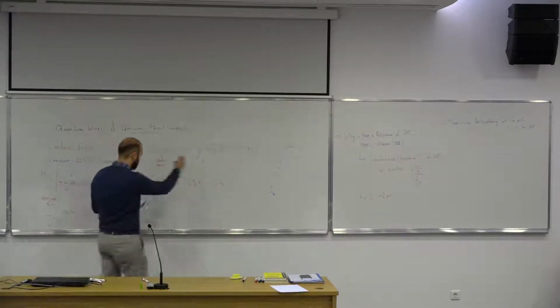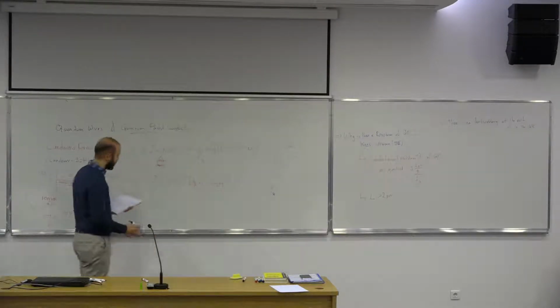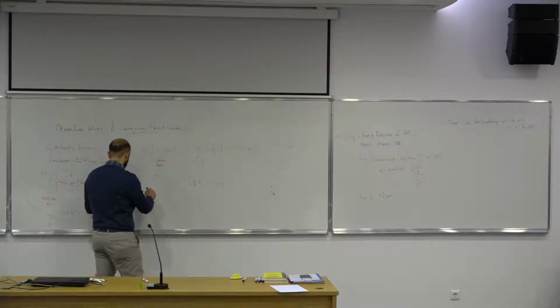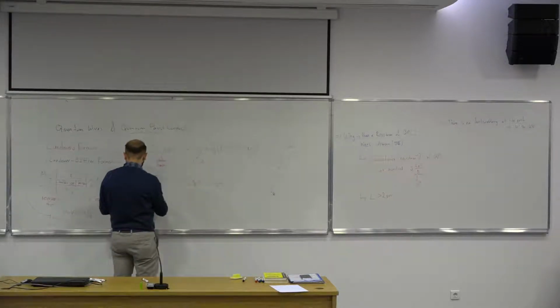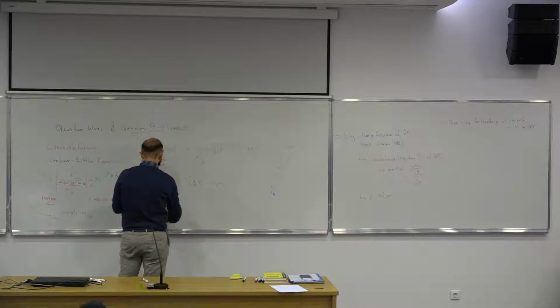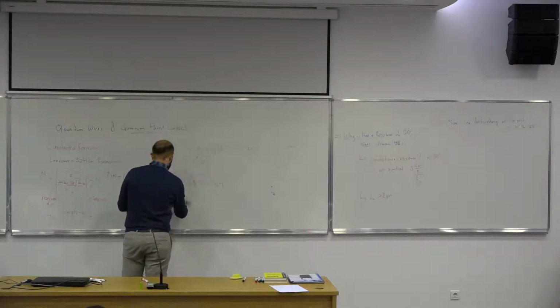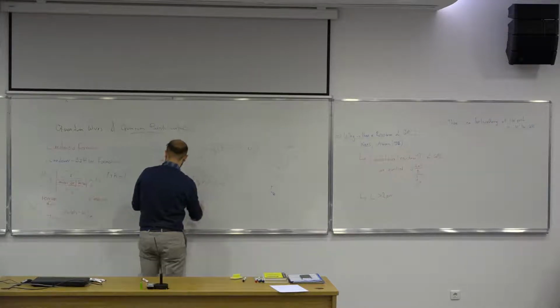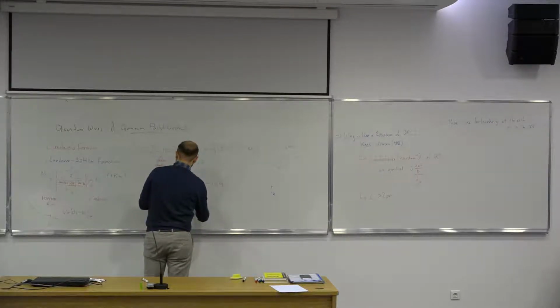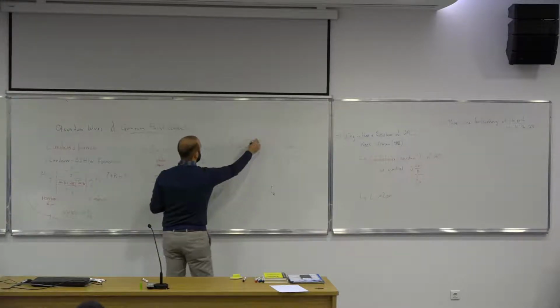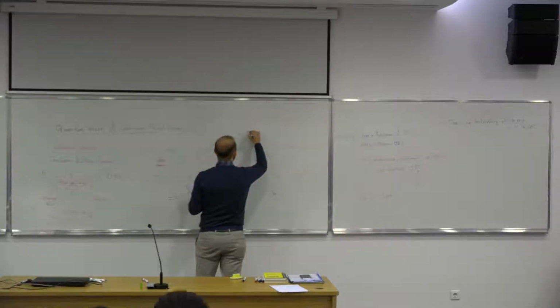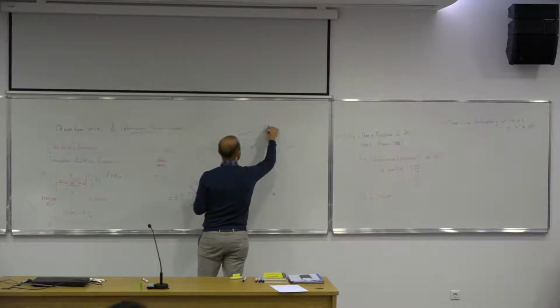Now let's try to make more sense out of this equation. Now we can write this down as such. I have AT, then density of states on the first side times the Fermi-Dirac distribution function.